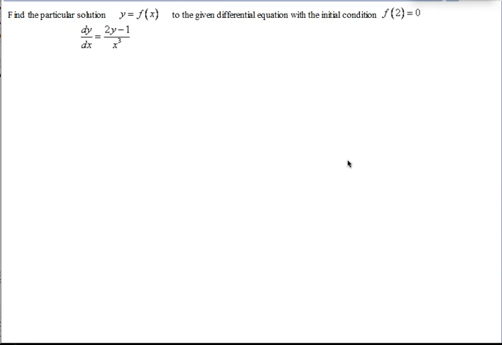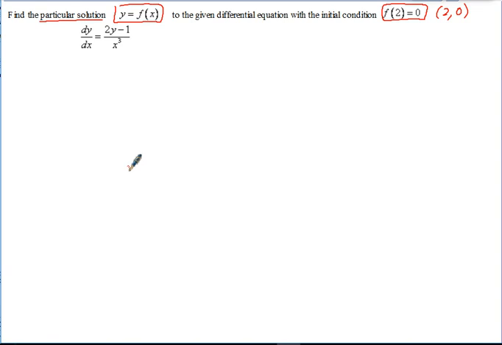These are the notes for AP Calculus on the topic of solving differential equations where exponential and logarithmic functions are involved. So it says find the particular solution y equals f of x, so it's a function, to the given differential equation. So we're starting with the derivative with this initial condition f of 2 is 0, which means you have the point (2, 0) as a point on the original function.